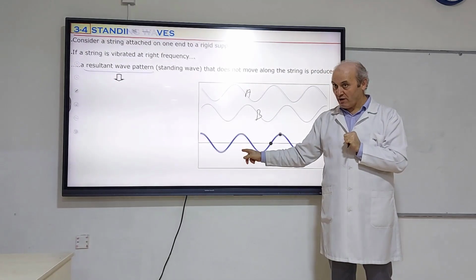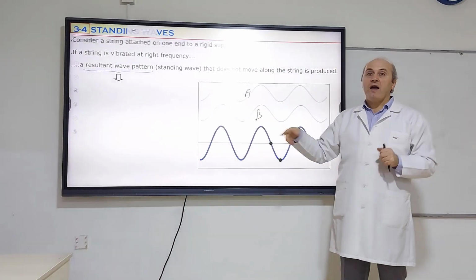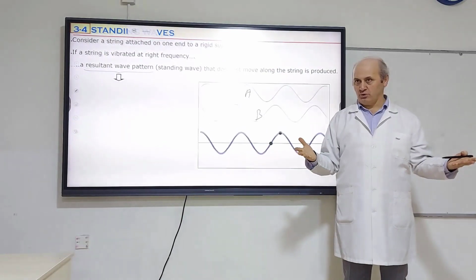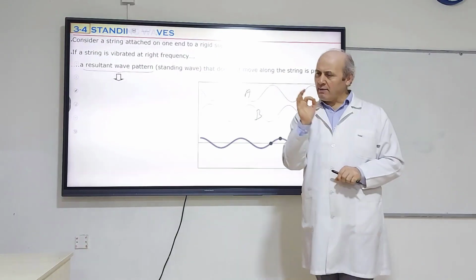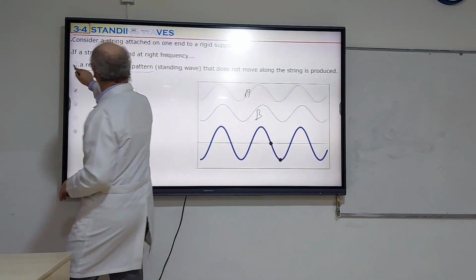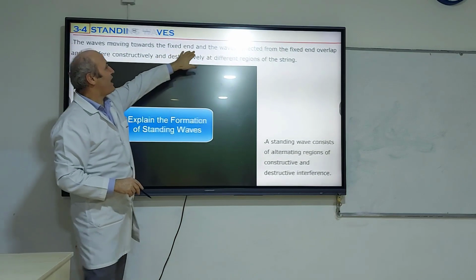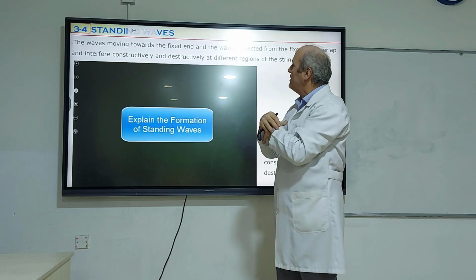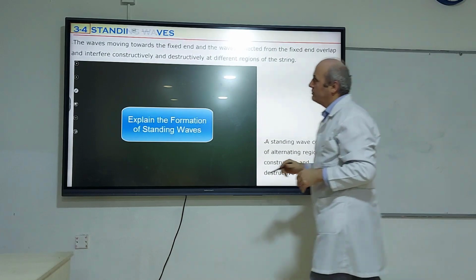This one seems to vibrate. But this happens only if the waves have the same frequency, same wavelength, same amplitude. And also they don't happen at every frequency. At some certain frequencies they form, at some certain wavelengths they form. Yes, the waves moving towards the fixed end and the waves reflected from the fixed end overlap, meet each other and interfere, constructively and destructively at different regions of the string, and a standing wave forms.